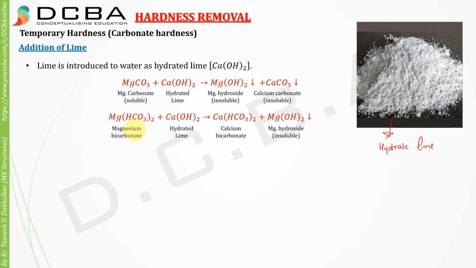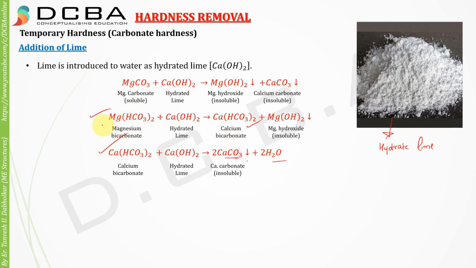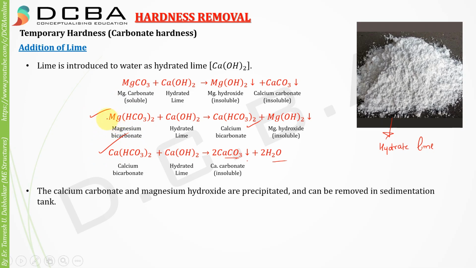Magnesium bicarbonate, which boiling of water was not able to remove, when it reacts with hydrated lime, forms calcium bicarbonate plus magnesium hydroxide. Again, this calcium bicarbonate, when it reacts with hydrated lime, forms calcium carbonate, which is an insoluble precipitate, plus water. So both of these bicarbonates are getting treated, right? The calcium carbonate and magnesium hydroxide are precipitated and can be removed in the sedimentation tank.